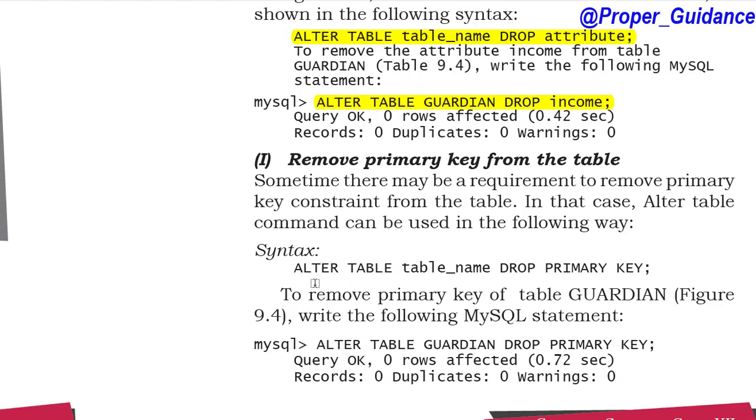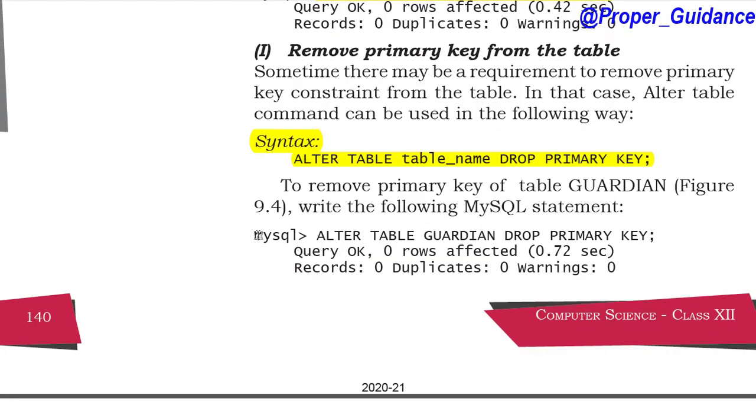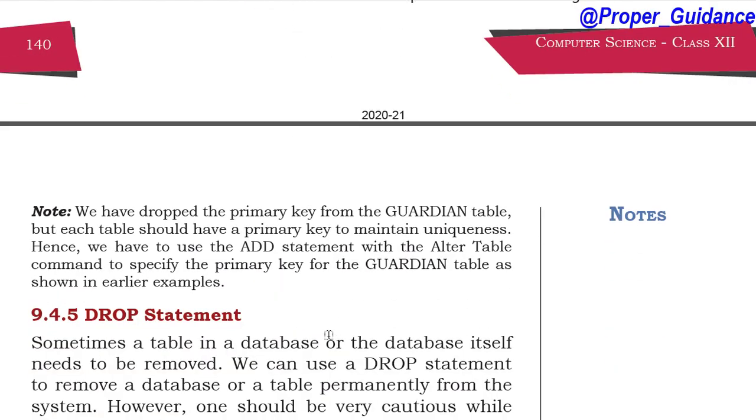Remove primary key from the table. Syntax is here: alter table, table name, drop primary key. Okay. I am just highlighting the portion. Please go through it elaborately. Okay. This is the theory portion.